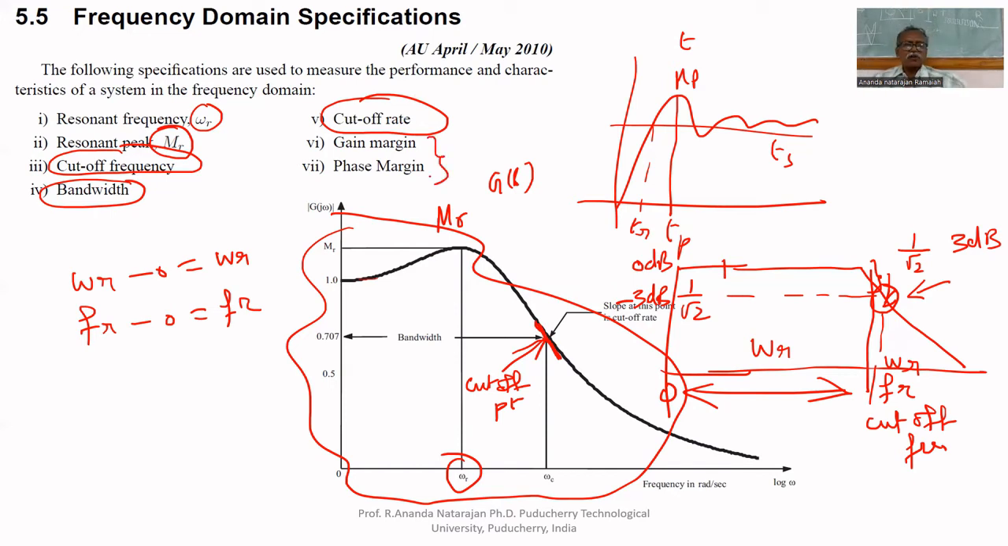Gain margin and phase margin we will see later. These are all called frequency domain specifications.